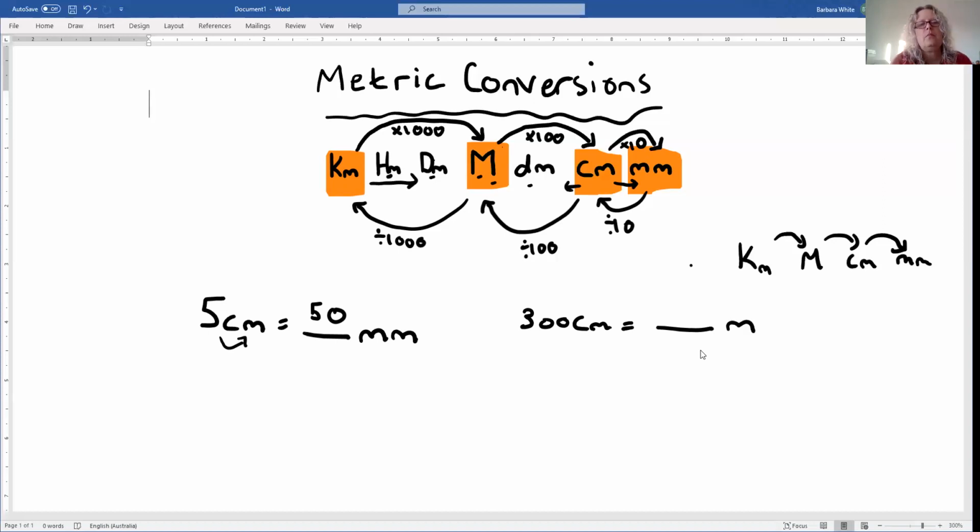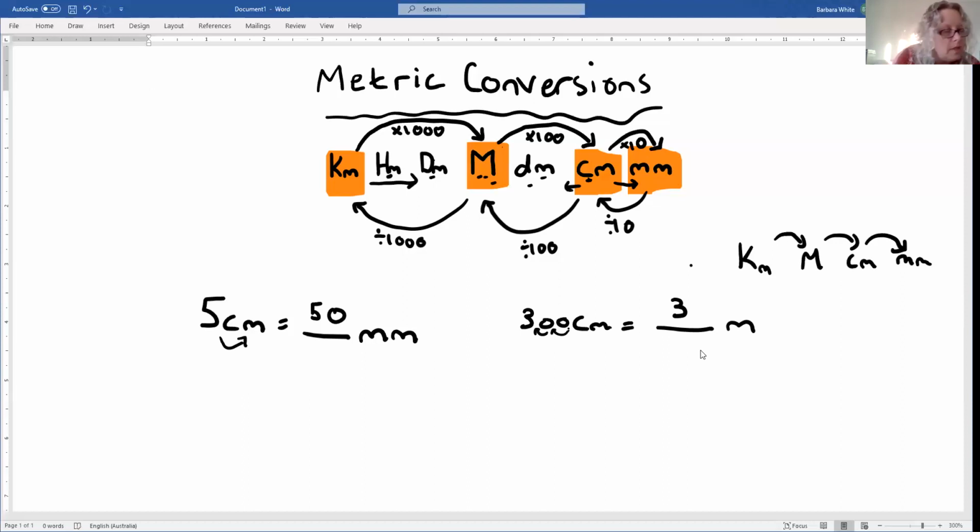So to get from centimetres to metres, I start here and I move back 1, 2 spaces. My decimal point from the end of the number goes back 1, 2 spaces, and the answer would be 3 meters.